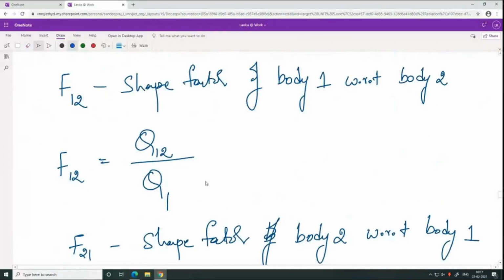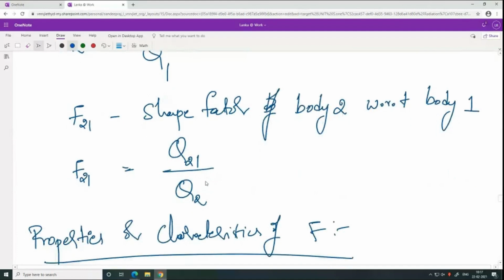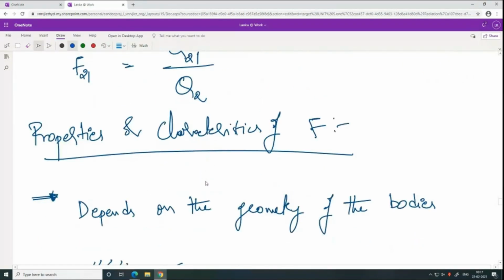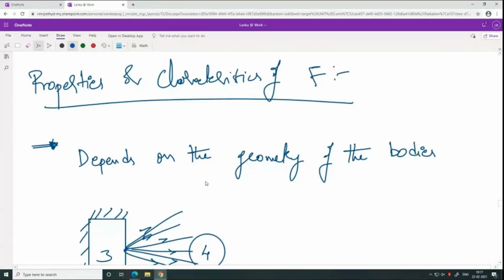That's what we have seen. Then we have written F12, that is the shape factor of body 1 with respect to body 2. F12 will be equal to Q12 by Q1. F21, that is the shape factor of body 2 with respect to body 1, is equal to Q21 by Q2. Same thing we have repeated. Then we have seen the properties or characteristics of the shape factor.